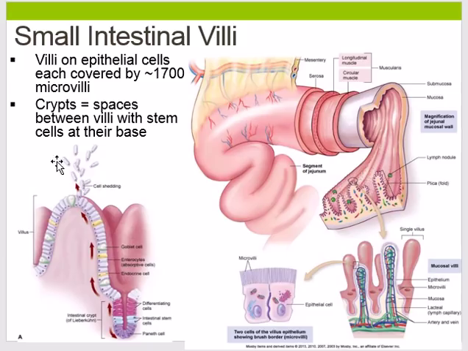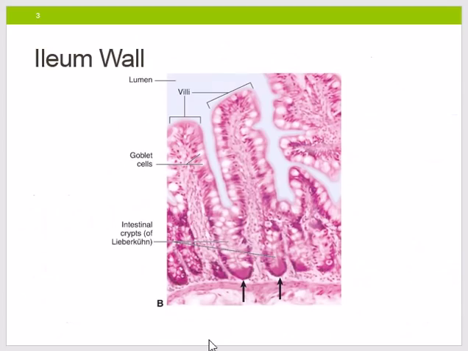You can see a villus here. The spaces in between those finger-like projections, so this region right here, are the intestinal crypts. So we'll look at the last slide as a comparison. The intestinal crypts are the spaces in between each of these finger-like projections.